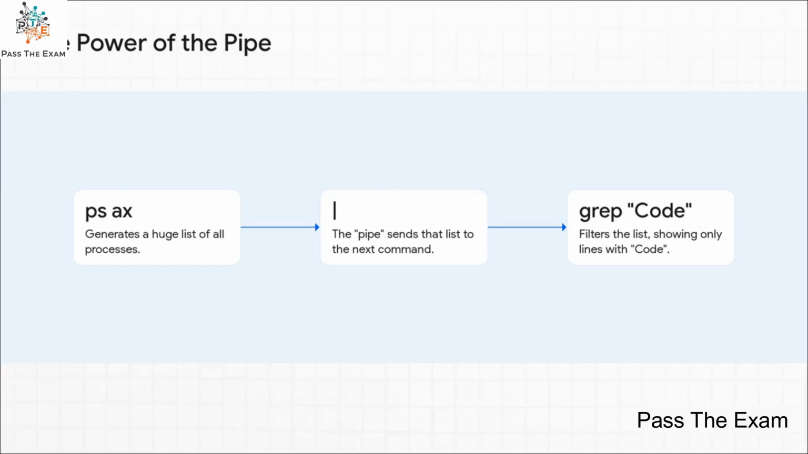Now, ps ax is going to throw a ton of information at you, a huge wall of text. So how do you find the needle in the haystack? This is where you meet your new best friend, the pipe. That's that vertical bar symbol. It takes that massive list from ps ax and funnels it straight into another command, grep. And grep acts like a search filter, showing you only the lines you care about. It's brilliant. You're combining simple tools to create a super powerful command.